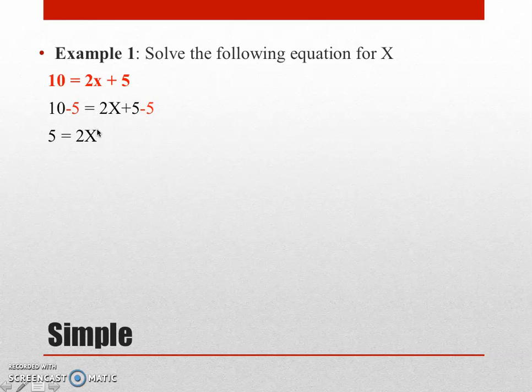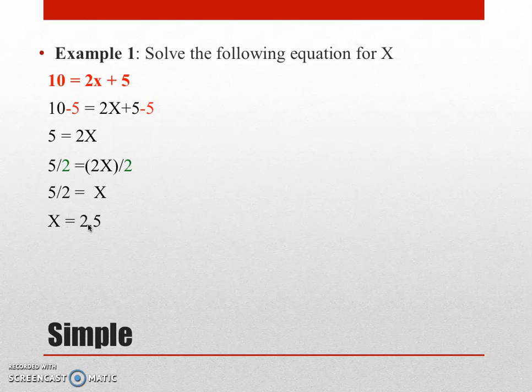We still need to simplify more to get x, and that needs us to divide both sides of the equation by 2. So doing that, we're going to have 5 over 2 on one side and 2x over 2, which will simplify into 1x. So we can say x is equal to 5 over 2. Or if we want, we can simplify more into decimal, which is 2.5.